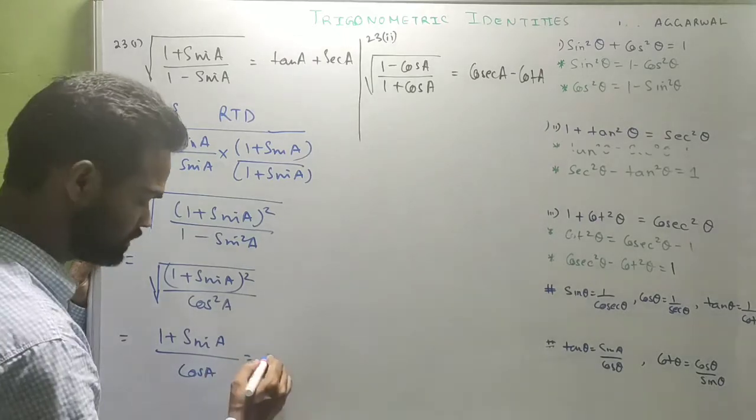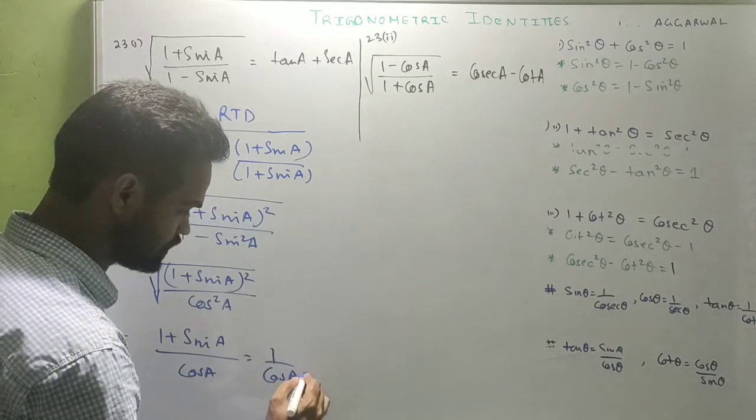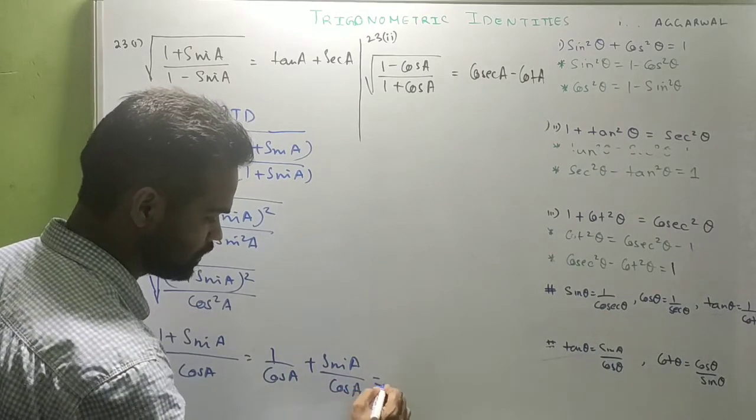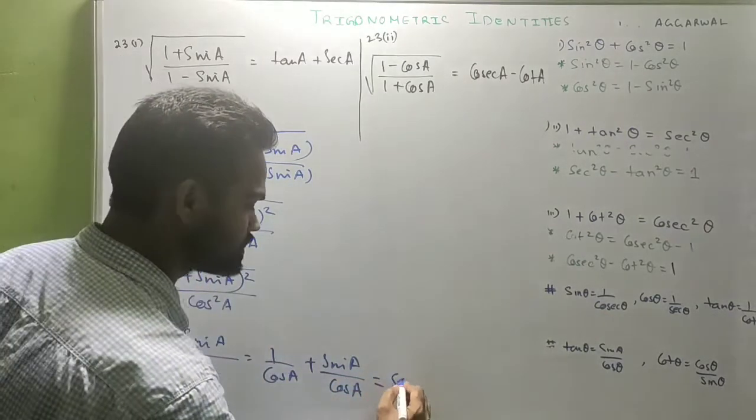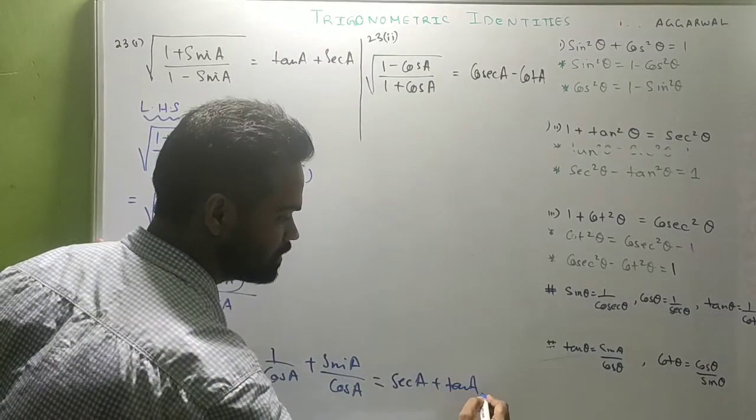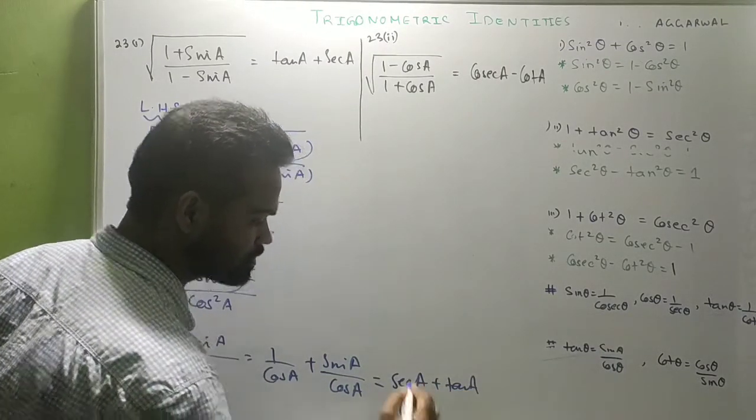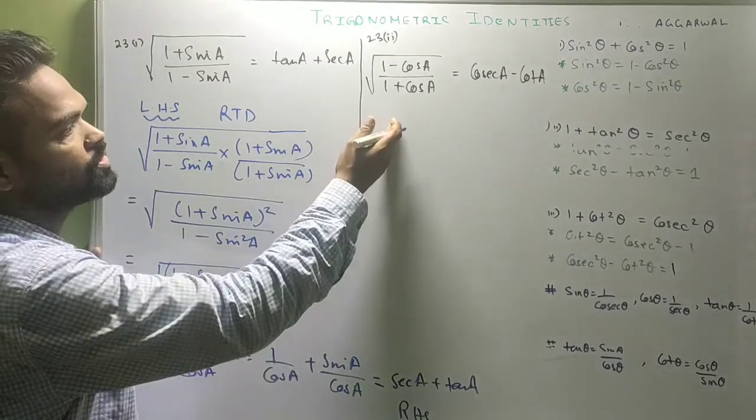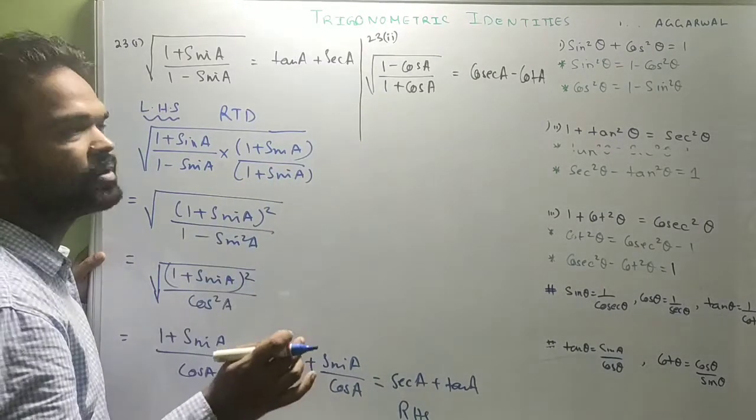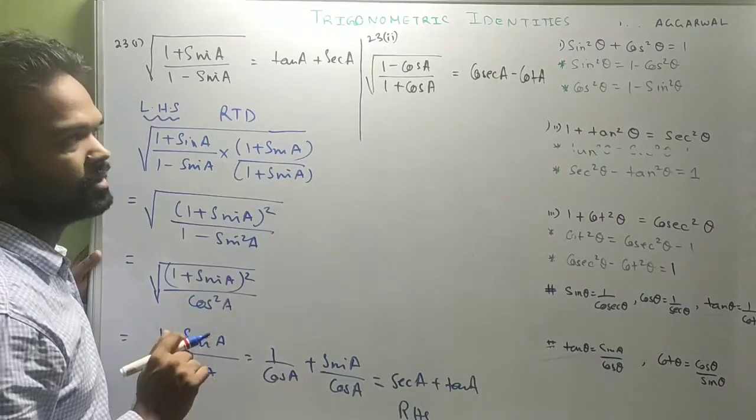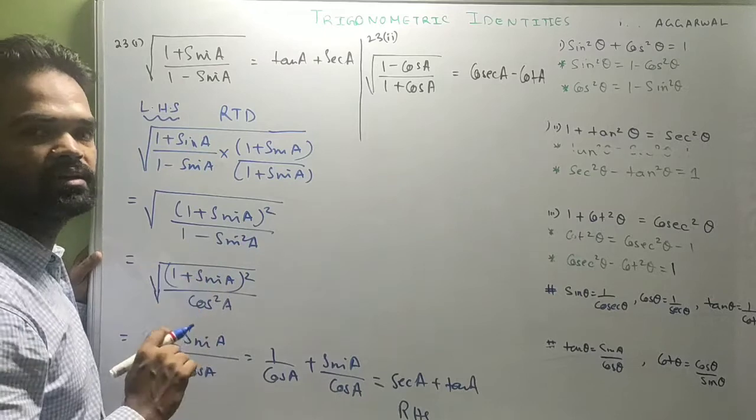Now we split it. So 1 by cos A plus sin A by cos A, which is 1 by cos A is sec A, plus sin A by cos A is tan A. That is your RHS. Proved. Clear. 23.2 is similar. You just rationalize the denominator and the right hand side will be there. Am I clear? Now let us look at the next sum.